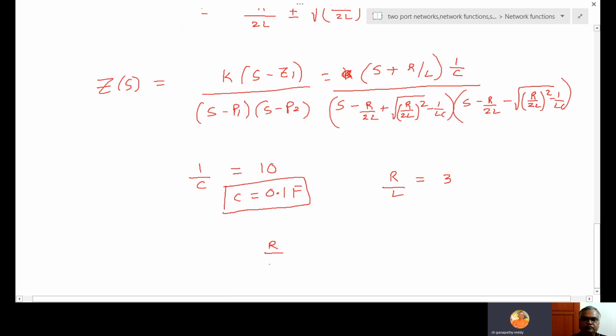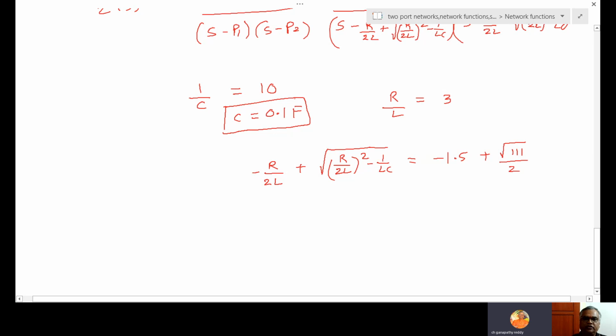R by 2l, minus r by 2l plus root of (r by 2l) square minus 1 by lc is equal to what? Minus 1.5 plus root triple 1 by 2. So this again is the same. So only this one, if you compare, r by 2l square minus 1 by lc, triple 1 by 2.